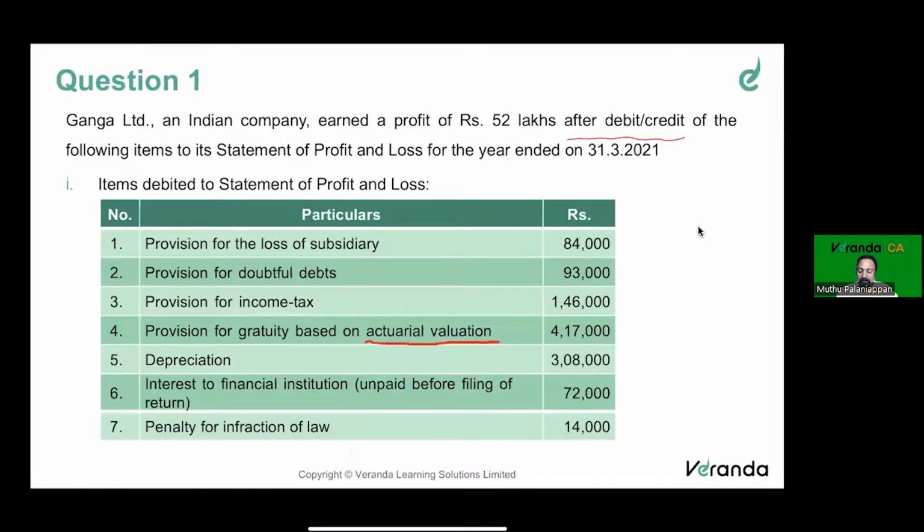And then you have depreciation. When you say it is debited in the P&L, it is in the books of account. So whatever depreciation has been debited in the books of account is what is provided here.